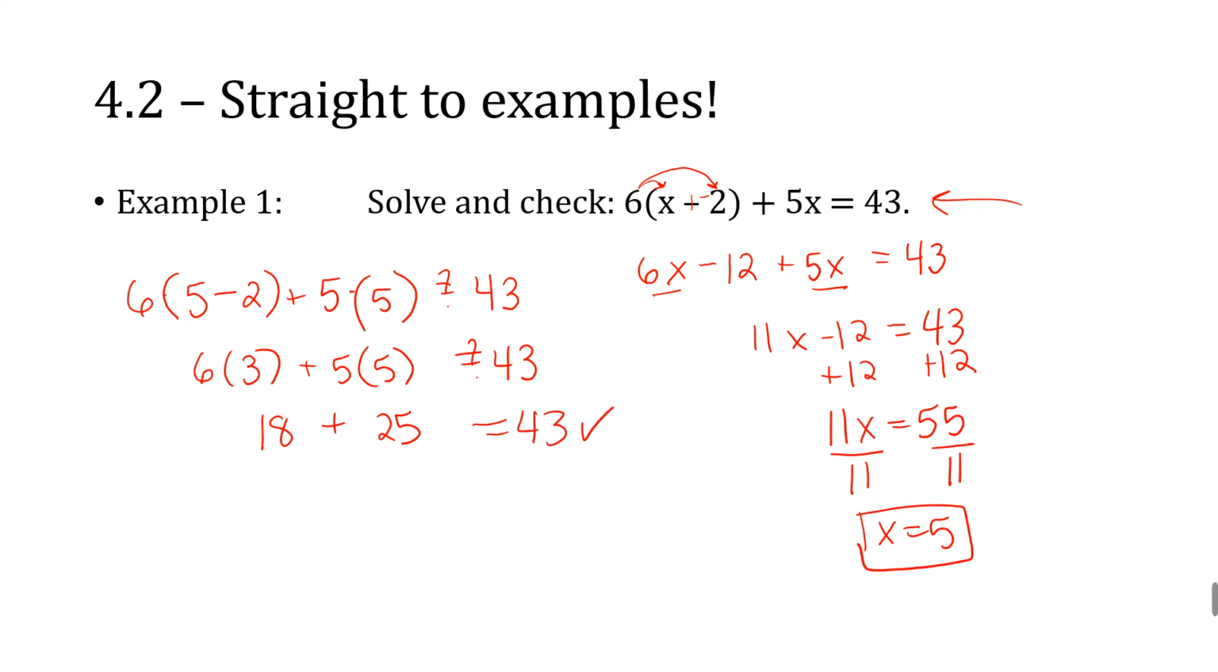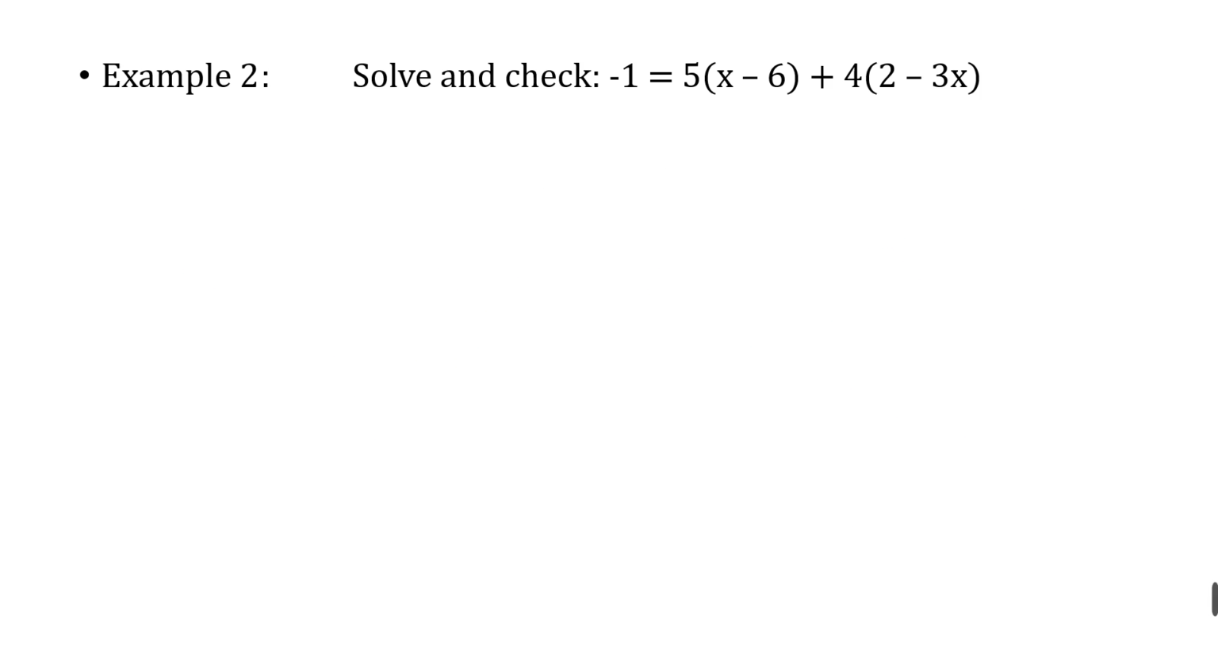Moving on. Example 2, we're going to solve and check. So now we have negative 1 by itself on the left-hand side, and now we have 2 sets of parentheses where we need to distribute. So we have to distribute the 5, and we have to distribute the positive 4. If this were a minus 4, we'd have to take the minus with it.